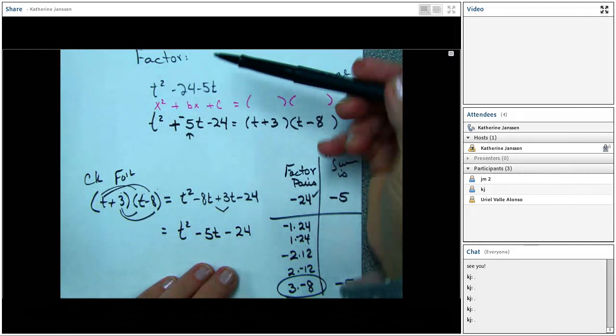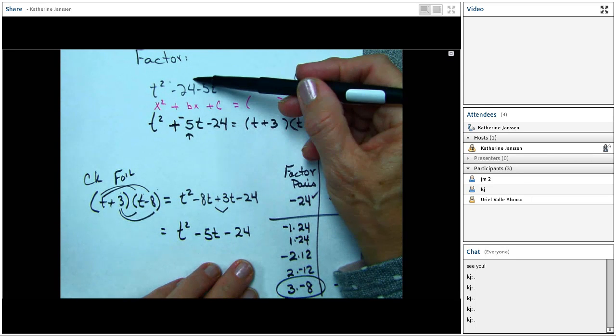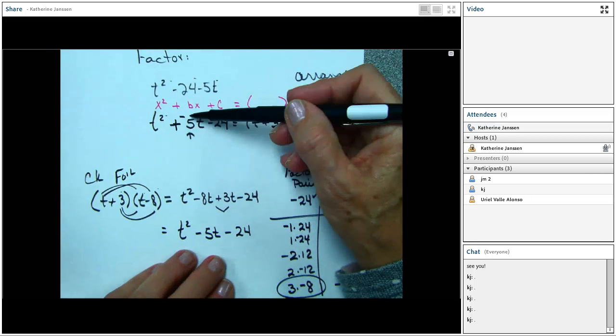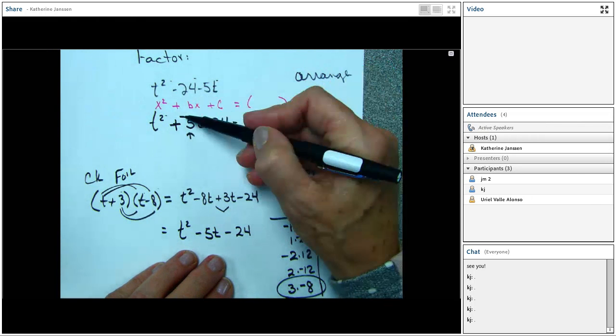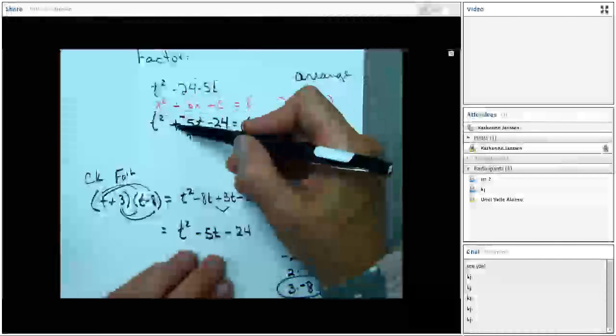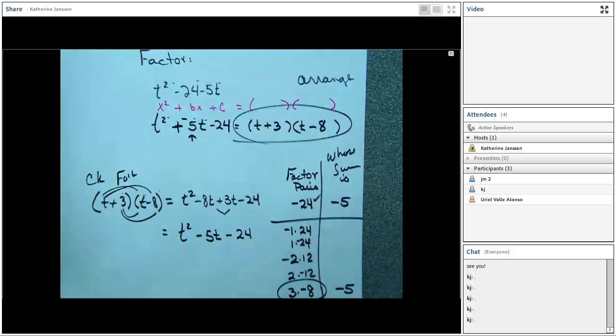T squared minus 5t minus 24. This is the opposite of 5t. Remember, drop the sign and change addition back to subtraction. So that is correct. We can circle our answer.